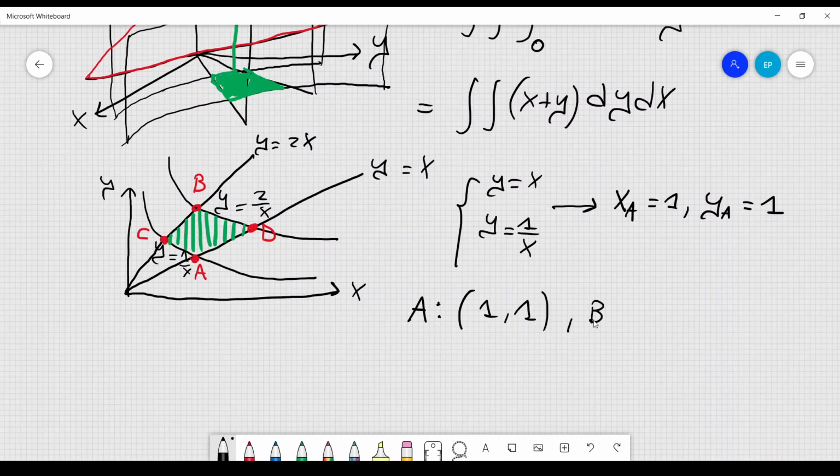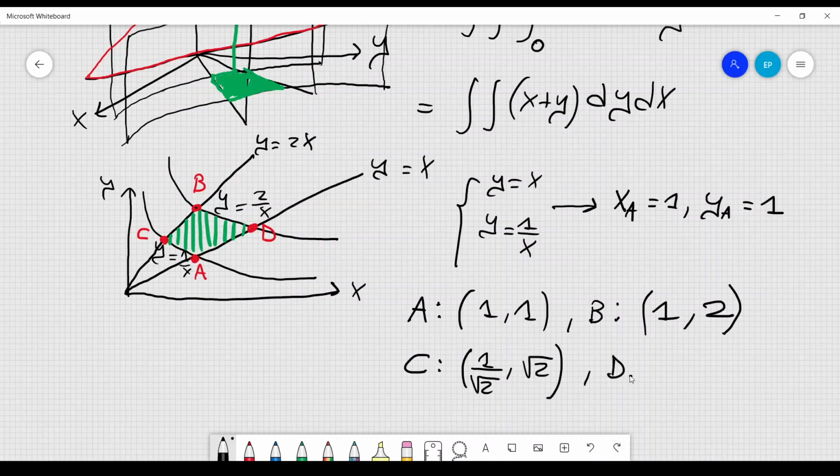Then we have the point B, which is characterized by the coordinates 1. So the x coordinate of B is exactly the same as the x coordinate of the point A. And then I have 2, whereas C is characterized by the following coordinates: 1 over square root of 2, square root of 2. And then I have D, characterized by the coordinates square root of 2, square root of 2.